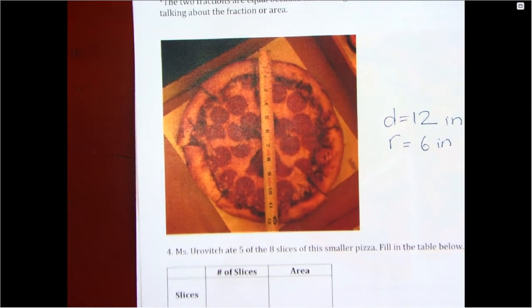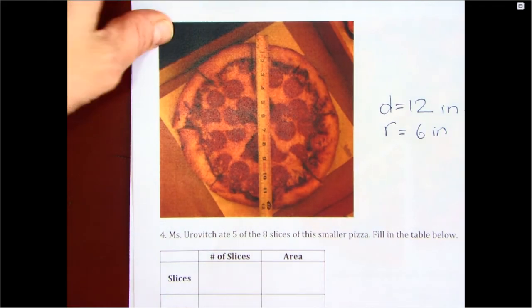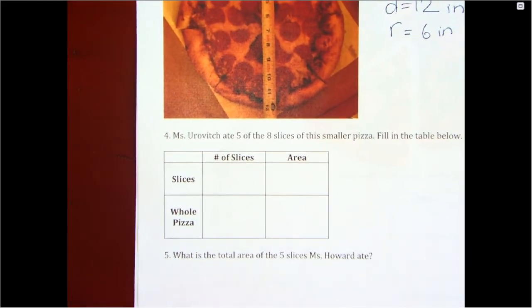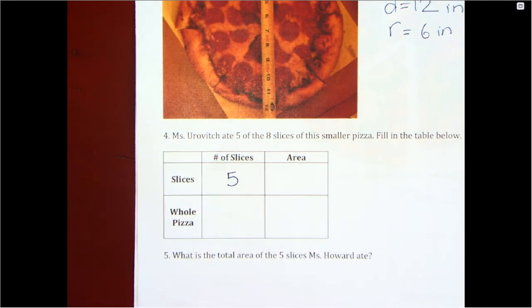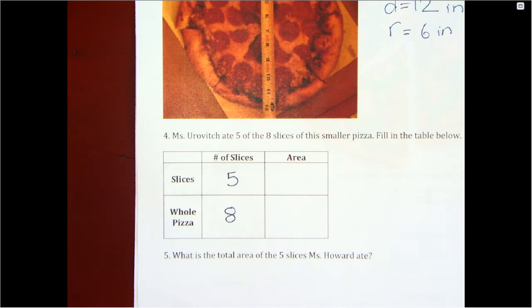Now, that's just the basics of the pizza, just looking at it and what we observe. Now we're going to go to question number 4 and see what it says. Here we are. We have a table, and it says, Miss Yurovich ate 5 of the 8 slices of this smaller pizza. Fill out the table below. So how many slices did Miss Yurovich eat? 5. How many slices are in the whole pizza? 8.